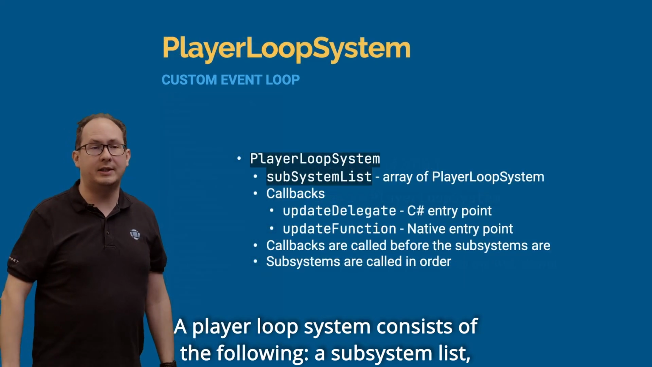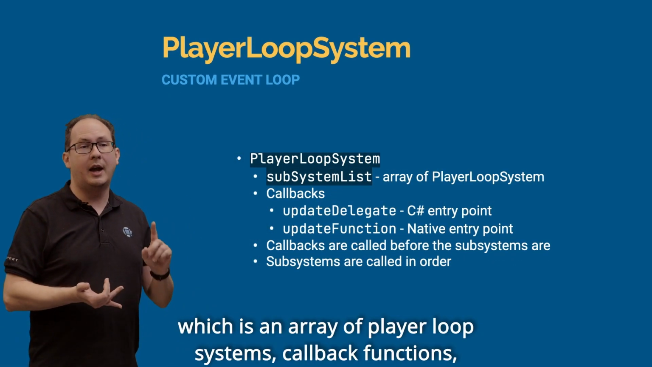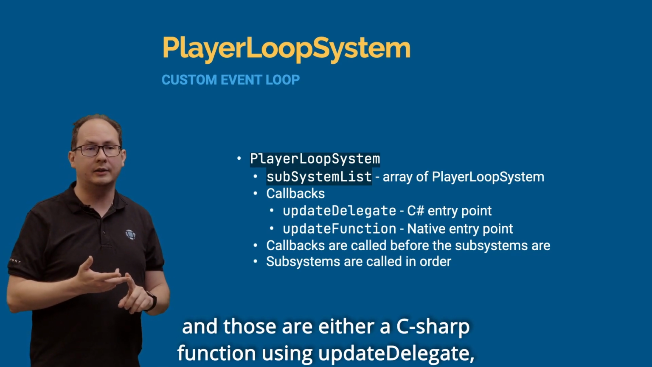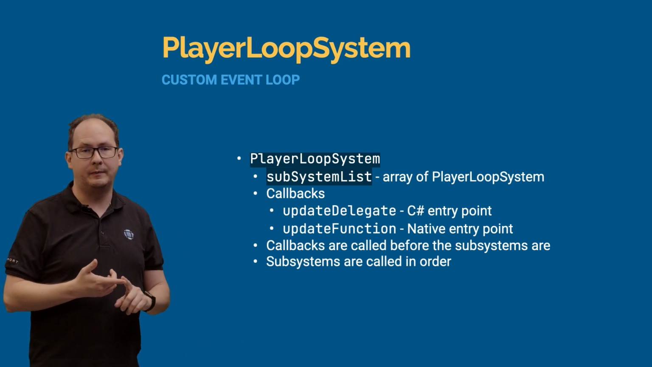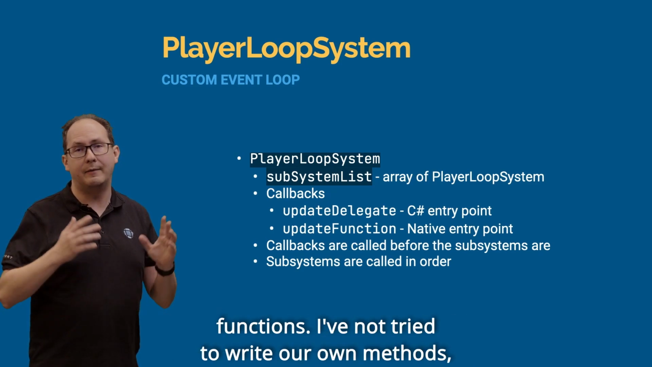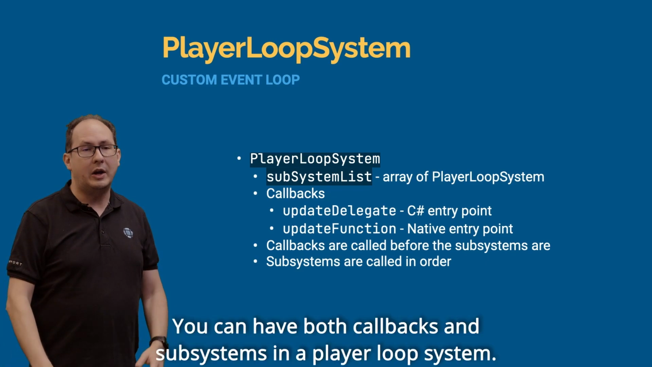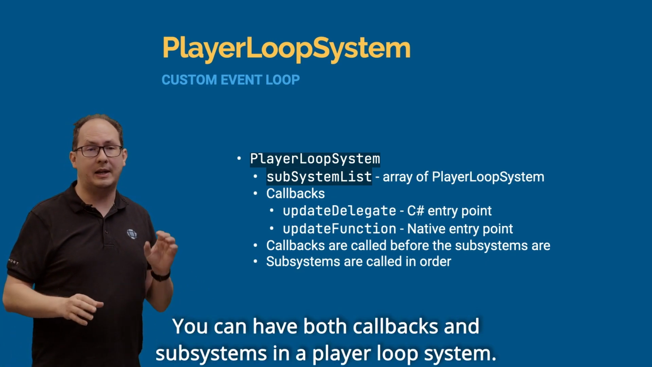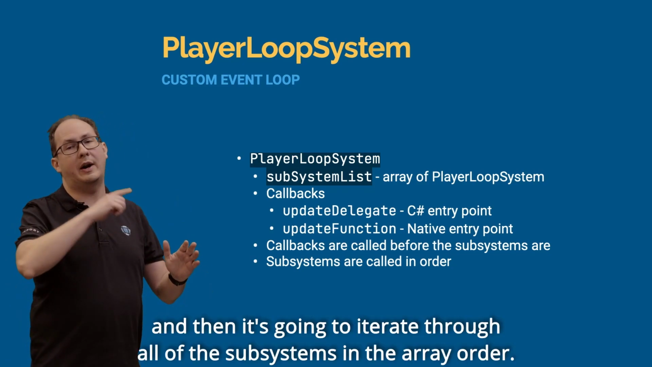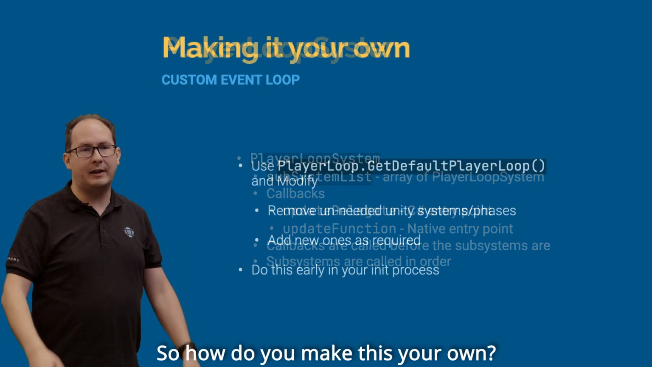A PlayerLoop system consists of the following: a subsystem list, which is an array of PlayerLoop systems, and callback functions, and those are either a C# function using an update delegate, or there's a native pointer function. The documentation implies that this will only work with Unity's native functions. I've not tried to write our own methods, so your mileage may vary here. You can have both callbacks and subsystems in a PlayerLoop system. Unity's going to call the callbacks first, and then it's going to iterate through all of the subsystems in the array order.